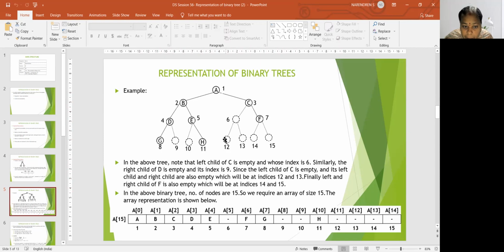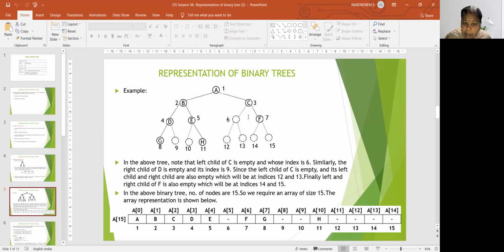See, there are no dotted lines, or actual nodes, here. But if they were there, they should be counted. In the above binary tree, the number of nodes is 15. We actually require an array size of 15. The array representation is shown like this.